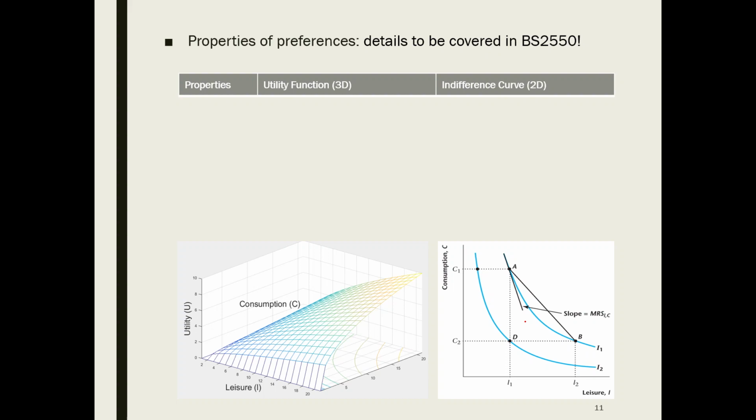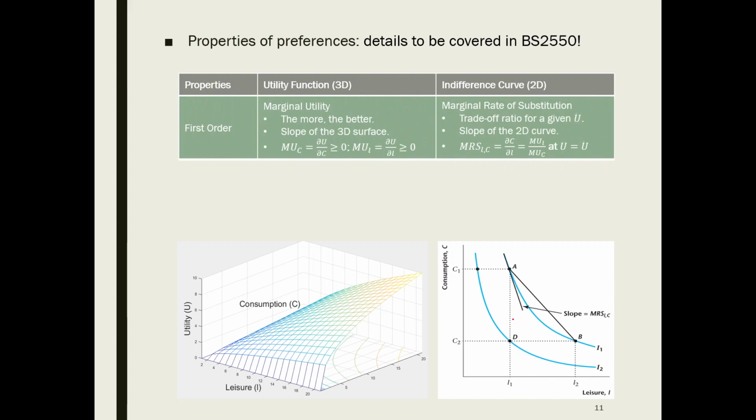Based on the 3D utility function and the 2D indifference curve, there are some important properties of preferences. The first-order property of preferences can be defined by the first-order derivative of the utility function and indifference curve. If you define it using the utility function, then it is called marginal utility. If you define it using the indifference curve, then it is called marginal rate of substitution. Either way, the first-order property of preferences is that the more you consume the same good, the happier you will be. In graph, it means a positively sloped 3D surface, and in maths, it means a positive first derivative.